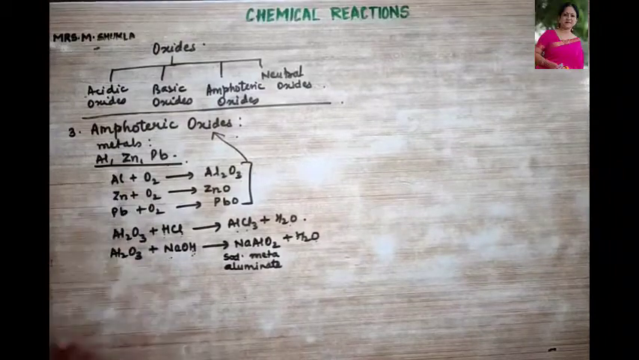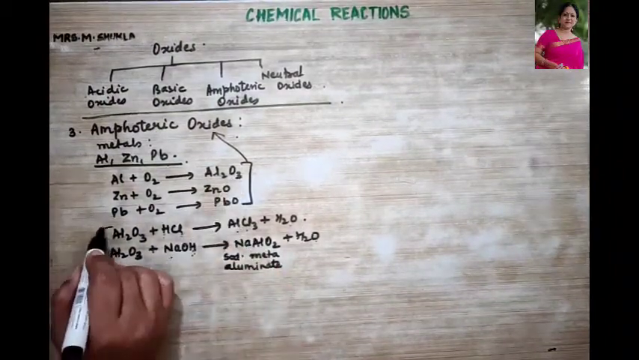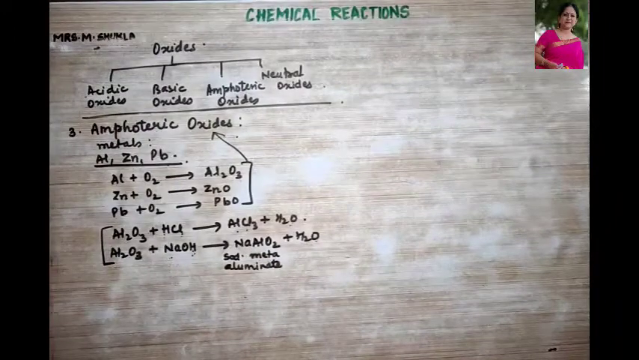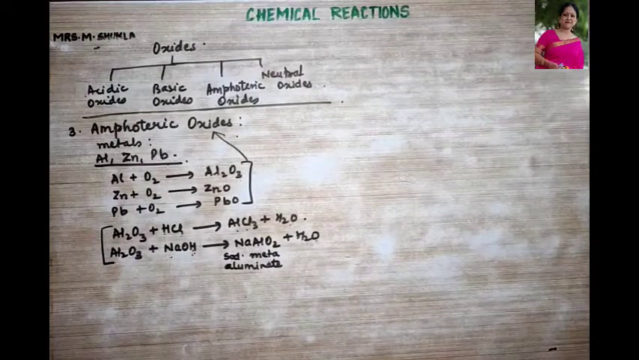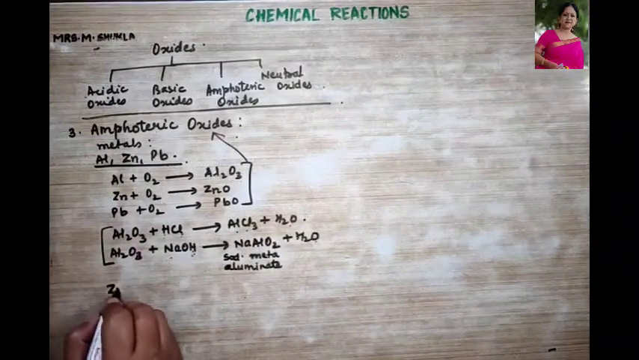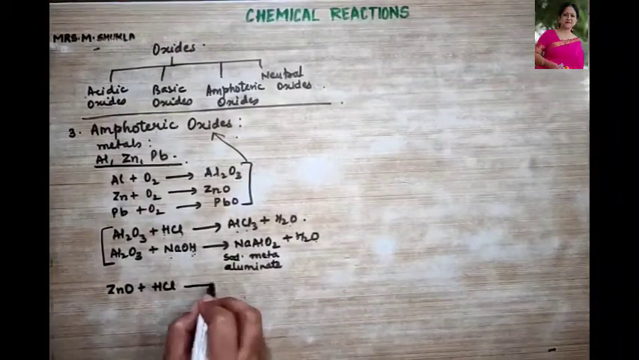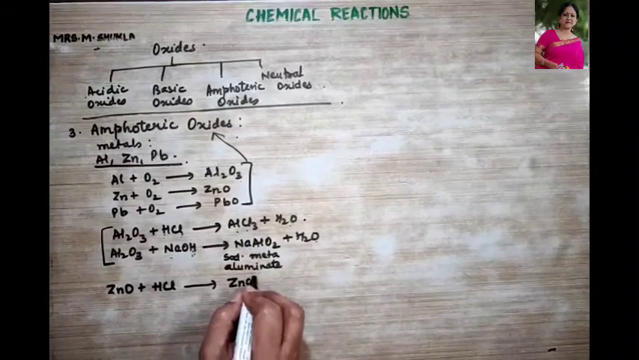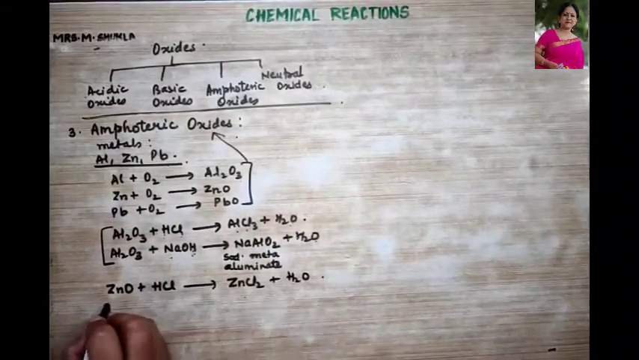So this was an example with aluminium forming aluminium oxide, and aluminium oxide showing its amphoteric nature, that is, reacting with both an acid and a base. Now let's talk about zinc. Zinc oxide can be treated with HCl, the acid, to form ZnCl2, which is a simple salt, and water is formed.